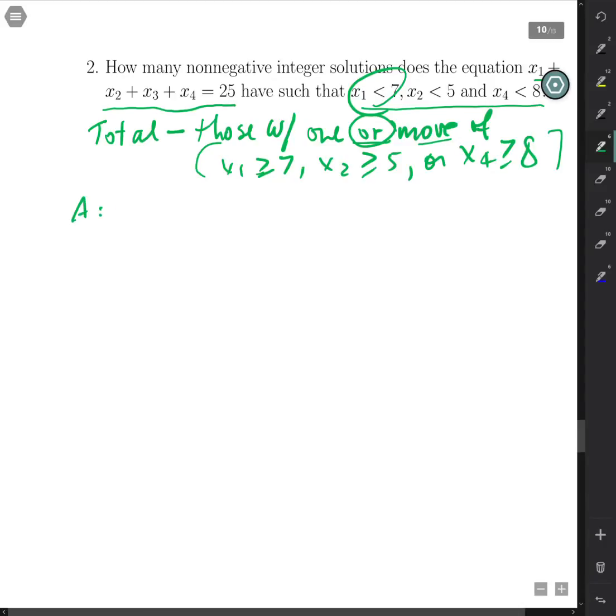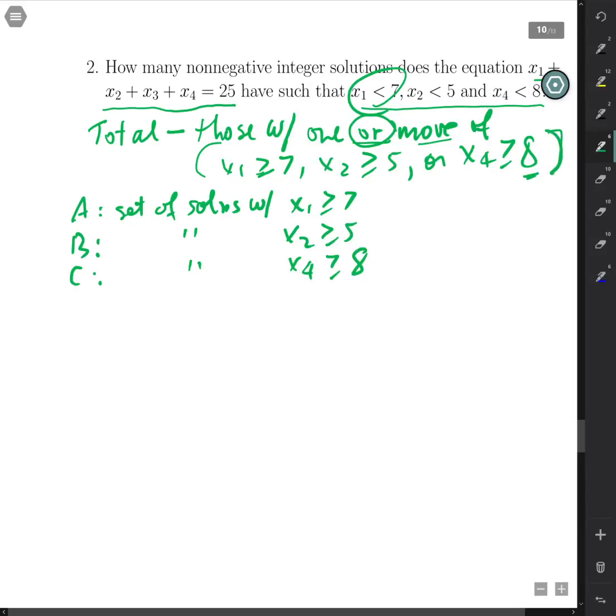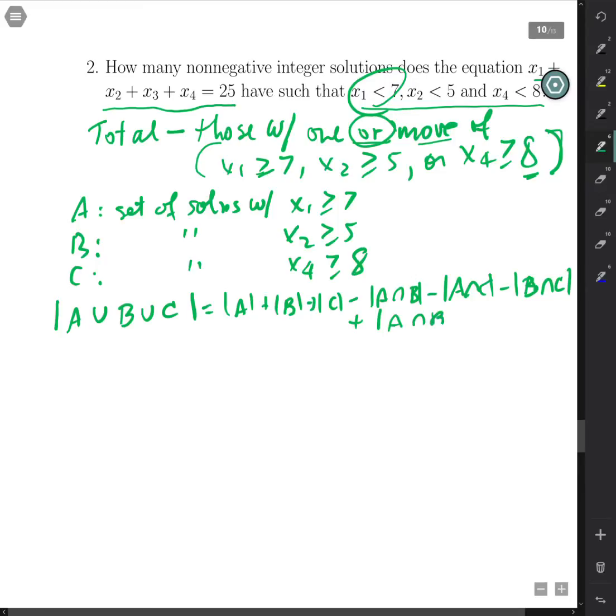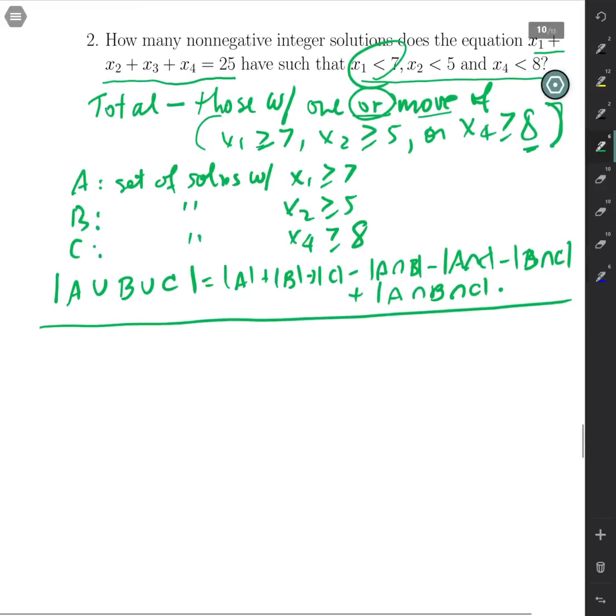So let A be the set of solutions with x1 greater than or equal to 7. B will be the set of solutions with x2 greater than or equal to 5. And C will be the set of solutions with x4 greater than or equal to 8. So I want to count how many solutions have one or more of those bad features. And that we know is a sum of the things in each of the sets individually, minus the number in each pair, B intersect C, I mean, plus the number in the intersection of all three of those collections. So let's go ahead and count these.